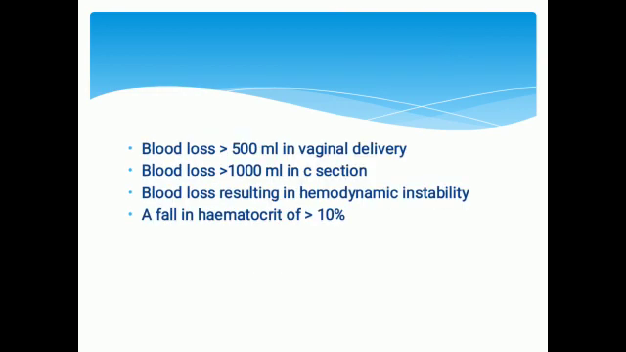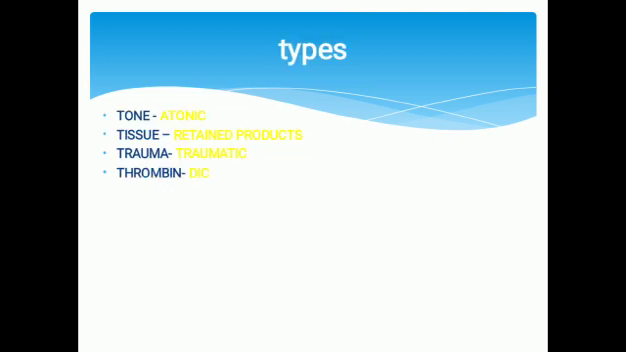So when there is a blood loss of more than 500 ml in vaginal delivery or more than 1000 ml in cesarean section, or any blood loss resulting in hemodynamic instability, that is the definition of PPH.